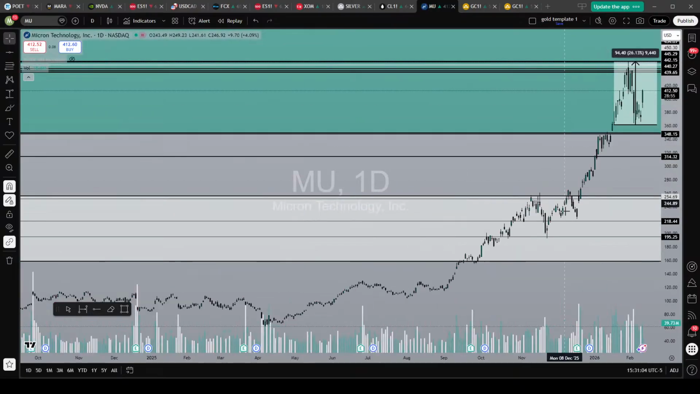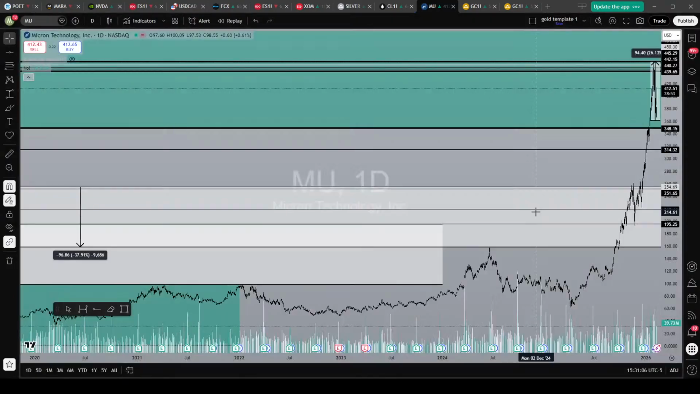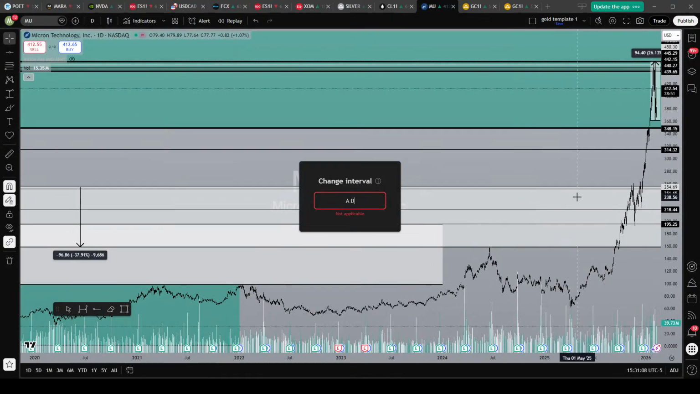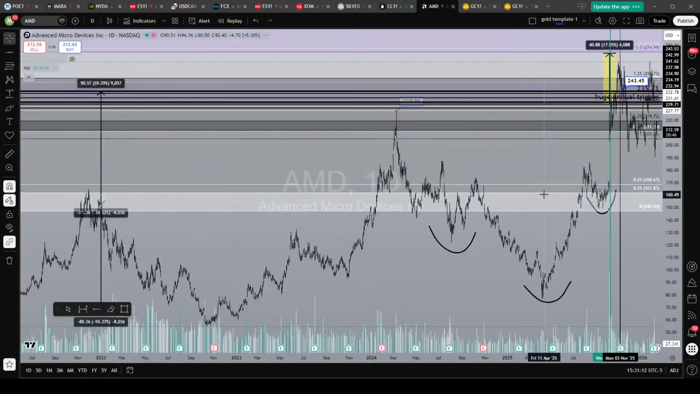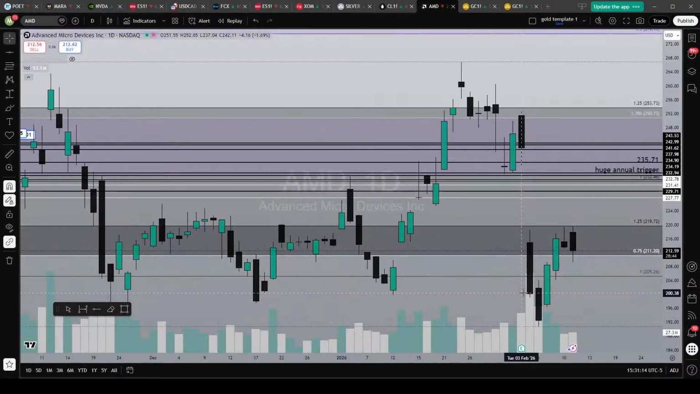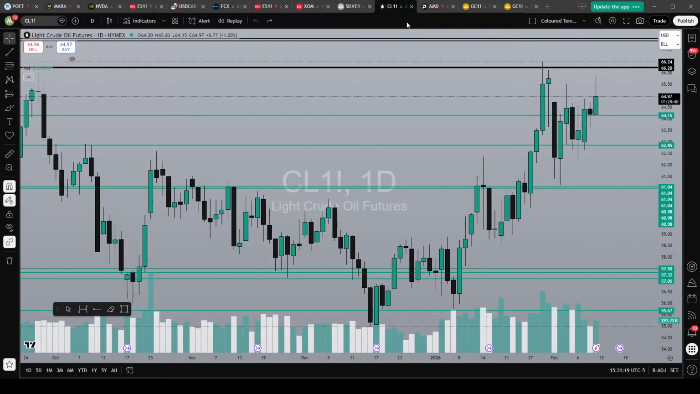Let me just save this because I had previously been looking at AMD. AMD is coming back to the annual triggers close to 234. I'd probably set some alerts on that too.